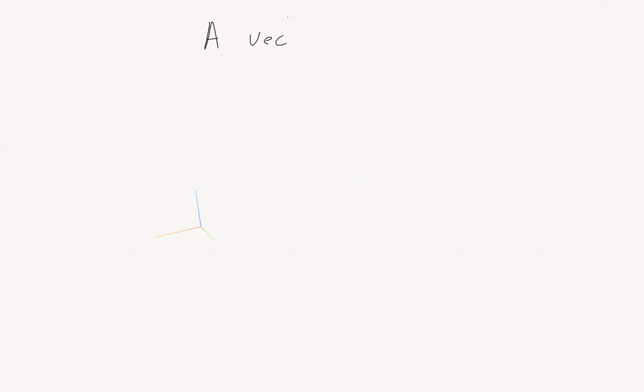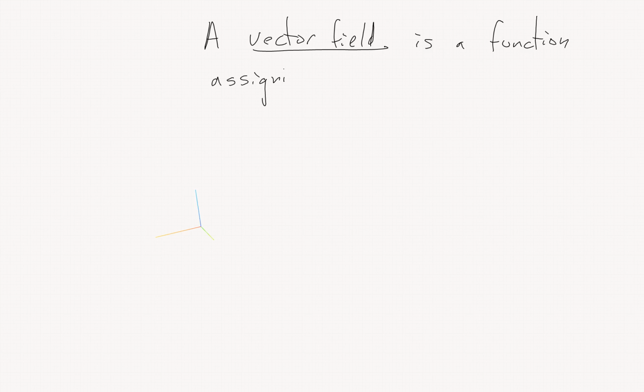A vector field is a function that assigns a vector to each point in space or on some domain. It might not be defined everywhere.